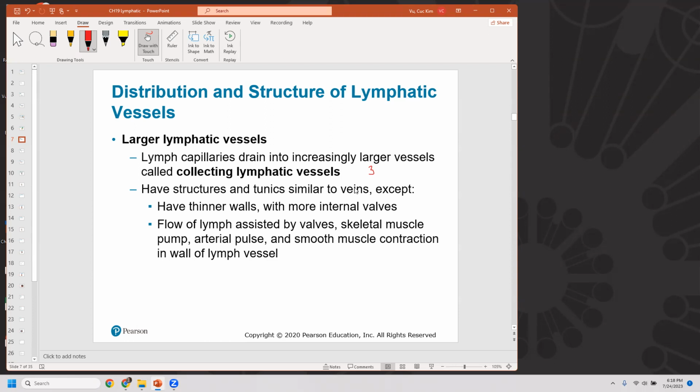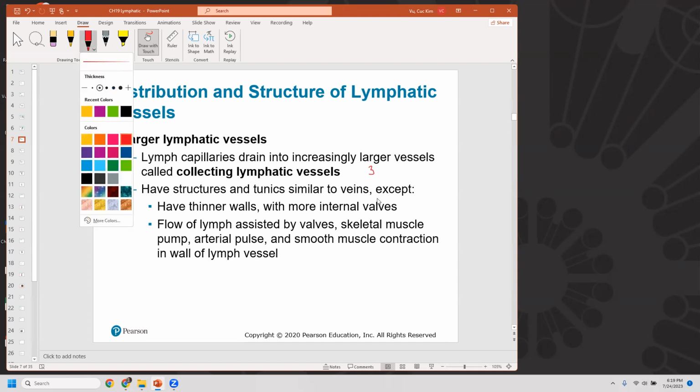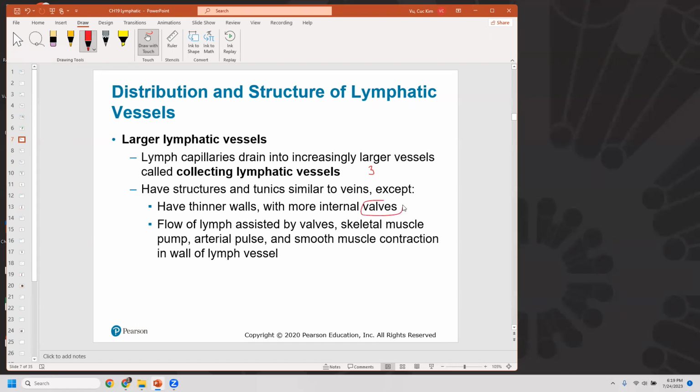The difference between the blood veins and the lymphatic vessels is that it will have a thinner wall and it has more internal valves. Okay? And do you remember what the importance of valves is? What is the function of valves? So there's no backflow. Yes, exactly.